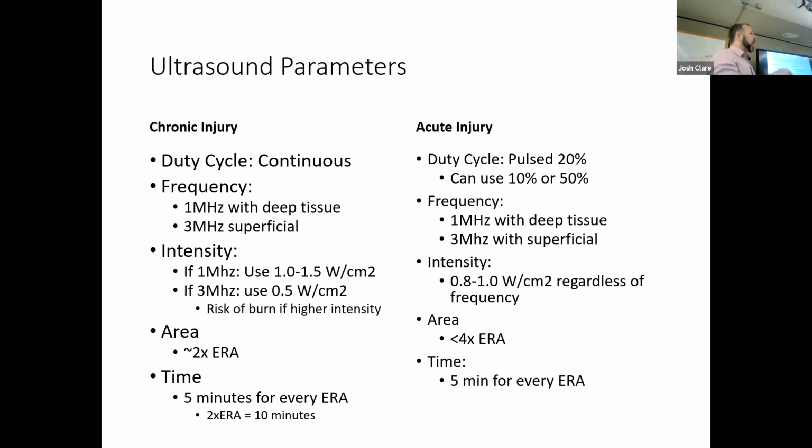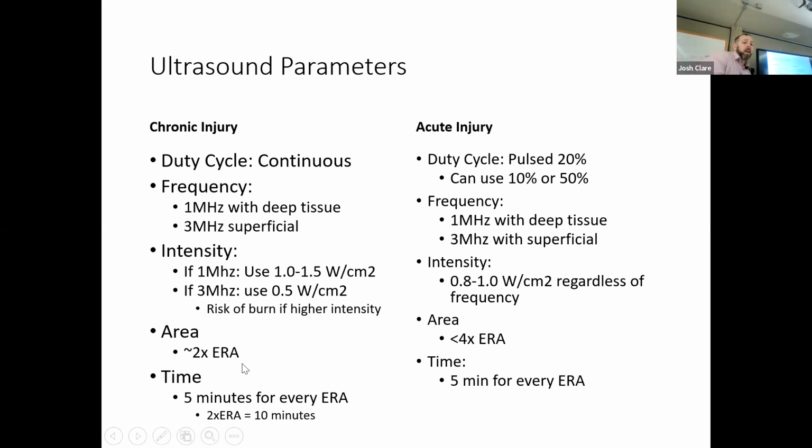The intensity, how many watts per centimeter squared we want. If it's 1 megahertz, deeper structure, we're going to use between 1 and 1.5 watts per centimeter squared. Machines can go up to 3 watts per centimeter squared. If we're superficial, we're always going to use 0.5 watts per centimeter squared because we're at higher risk for burn with higher intensity. Because the sound is being absorbed really superficially, you want to make sure we're at 0.5.